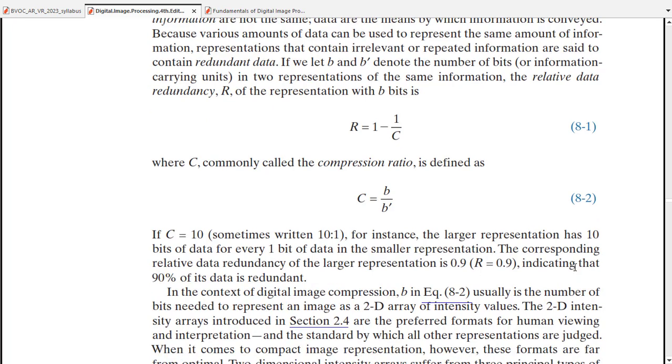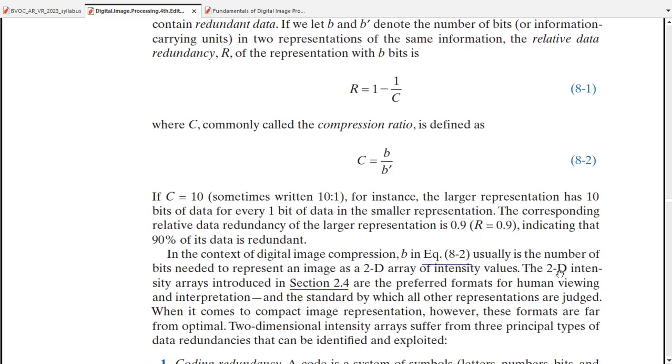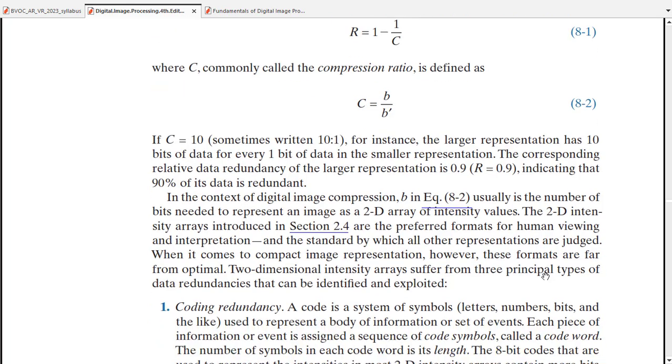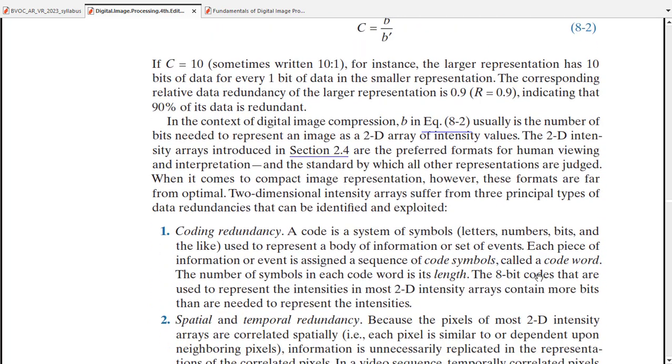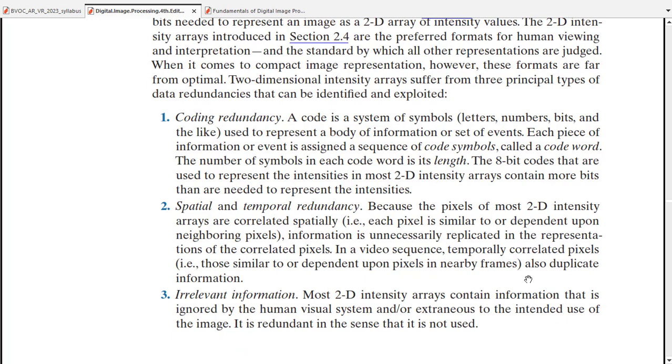For example, C equal to 10 is sometimes written as 10 to 1, the compression ratio. It means 10 bits of the original data for every 1 bit of the smaller representation. The corresponding relative data redundancy is 0.9, which indicates that 90% of the data is redundant. So in coding we identify the types of data redundancy: coding redundancy, spatial and temporal redundancy, and irrelevant information.